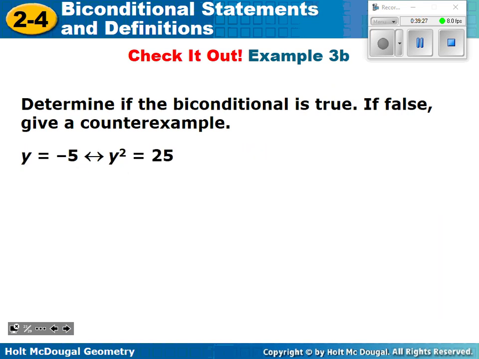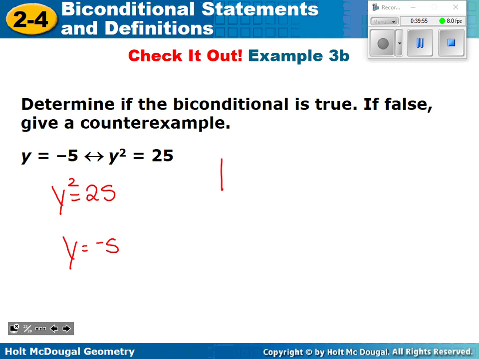Okay, what about this one? This is written symbolically with the arrows. True or false? Okay, so if y is negative 5, if I plug in negative 5 and square it, do I get positive 25? Okay, go backwards. If y squared is equal to 25, does y have to be negative 5? No. So you are right.